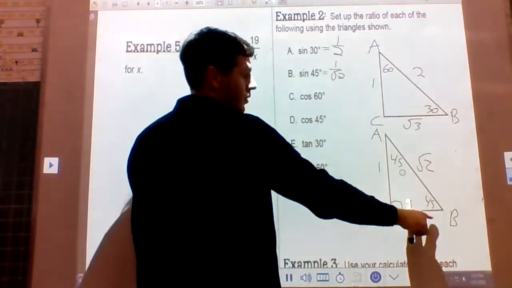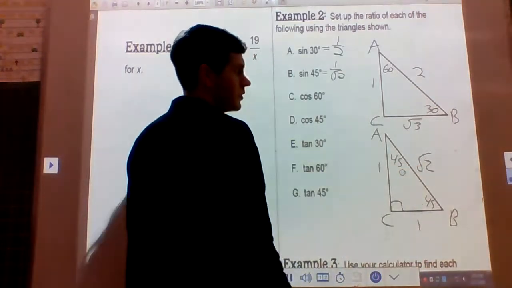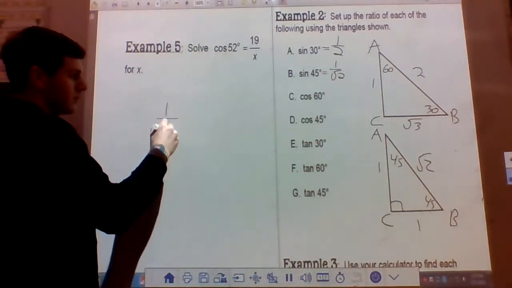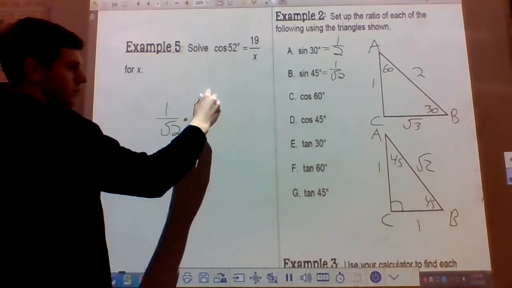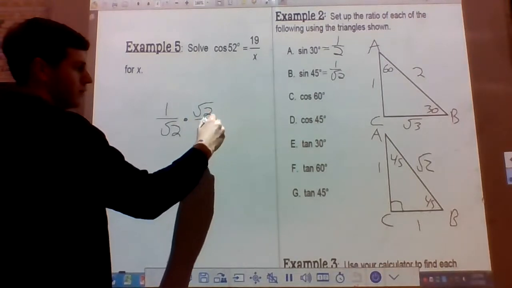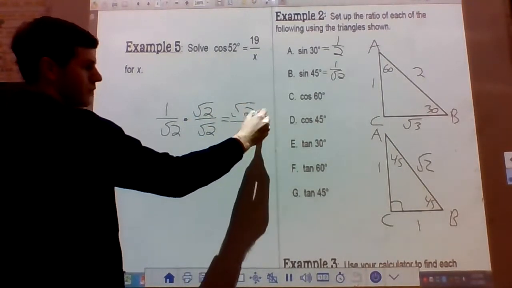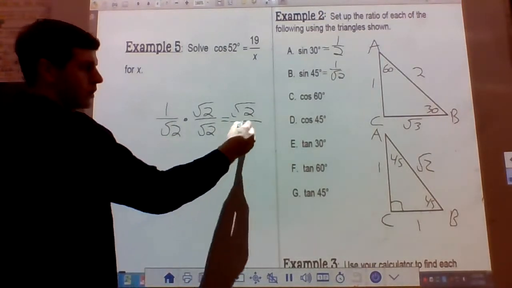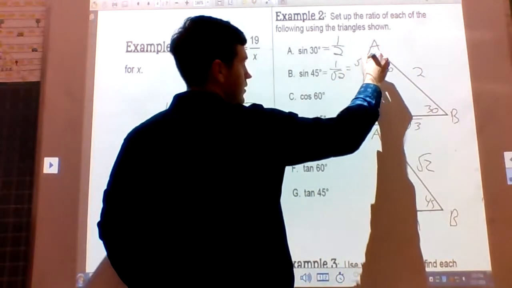And if we use the other one, across from this 45 is a 1. And the square root of 2 is still the hypotenuse. We want to rationalize the denominator. Okay, so how do we rationalize the denominator? We multiply by square root of 2 over the square root of 2. And that's going to give us square root of 2 over square root of 2 times square root of 2, which is square root of 4. Square root of 4 is 2. So square root of 2 over 2.